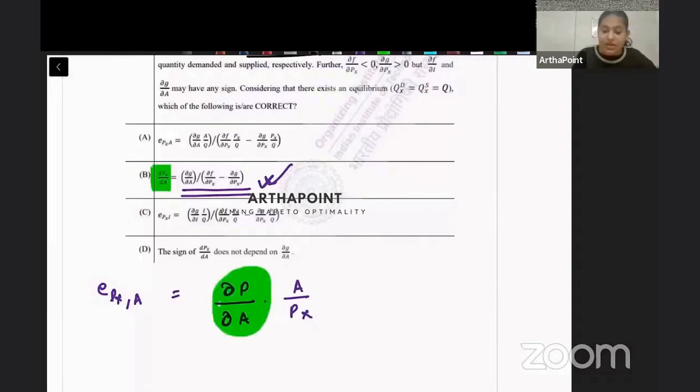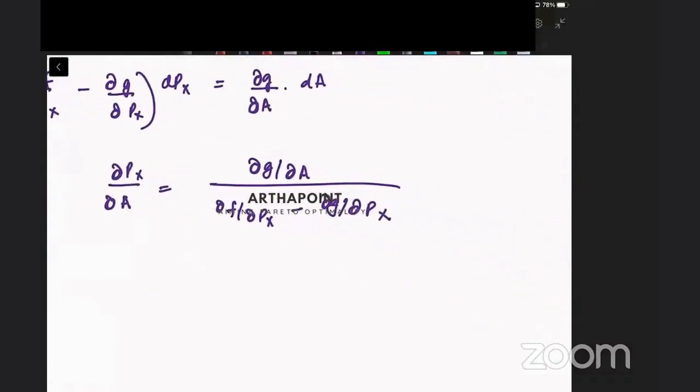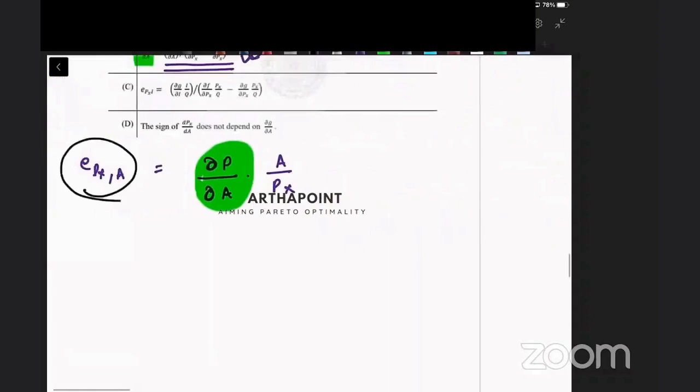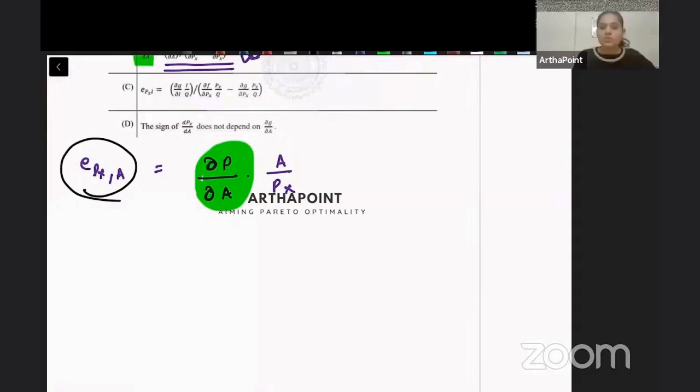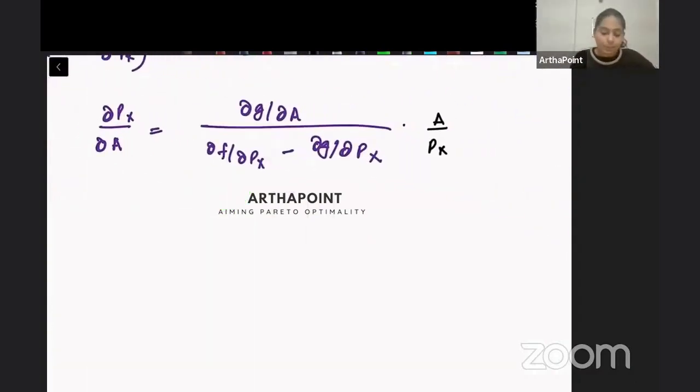I have already gone ahead and I have found this value. Ye wala to nikal hi diya hai. Here, this is what the value is. So I can easily go ahead and I can multiply this by A by Px. And if I multiply this by A by Px, I have been able to get the value of elasticity. So I get that value. So just multiply it. This is my answer.